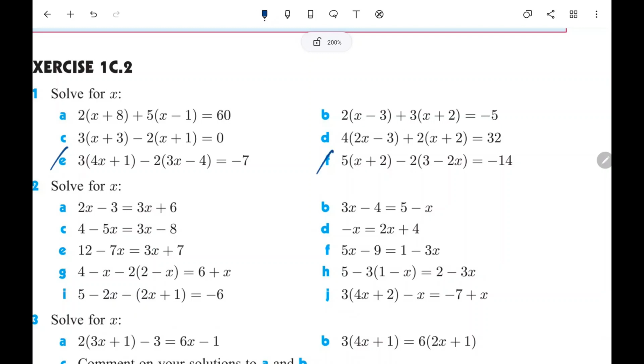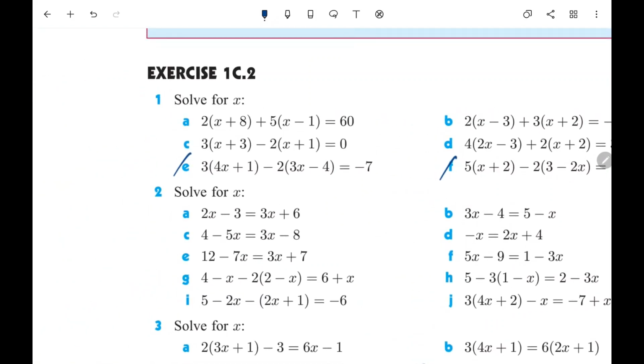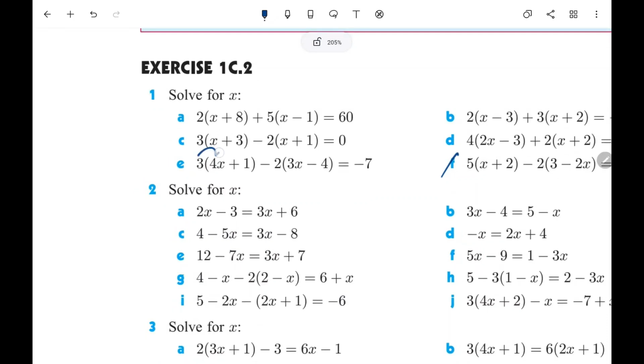Let's work with E and F. Let's deal with E. Actually, we can make the distribution at the far beginning. 3 times 4x gonna equal 12x. Okay. And then 3 times 1 will be 3. Okay. Negative 2 times 3x will be negative 6x. Okay, and negative 2 times negative 4 will be positive 8. All equals negative 7.